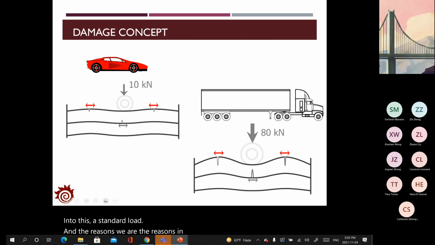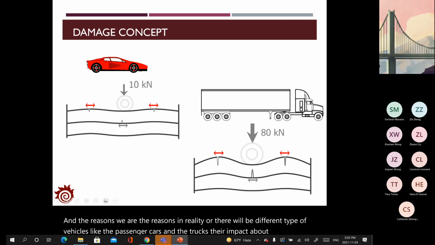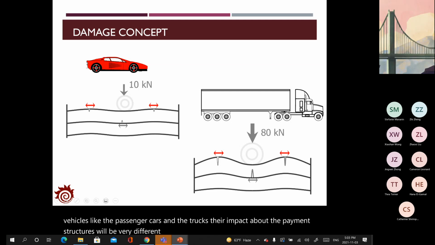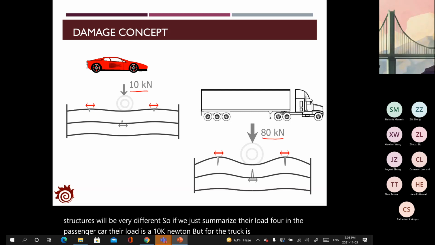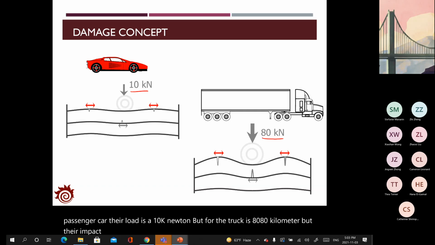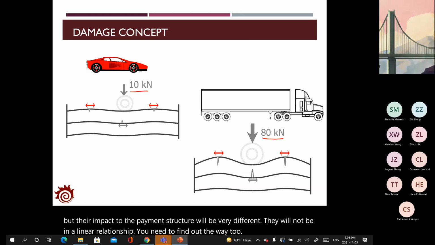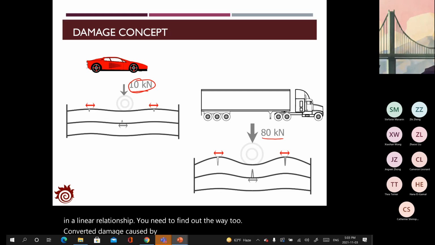And the reason is that in reality, there will be different types of vehicles like passenger cars and trucks. Their impact on the pavement structures will be very different. So if we just summarize their load, like for the passenger car, their load is 10 kilonewton, but for the truck it is 80 kilonewton. But their impact to the pavement structure will be very different. They will not be in a linear relationship. You need to find out a way to convert the damage caused by these passenger cars to be equivalent to the damage caused by the truck.